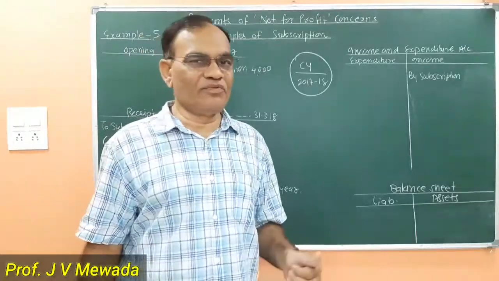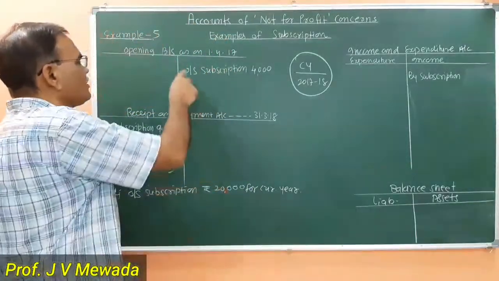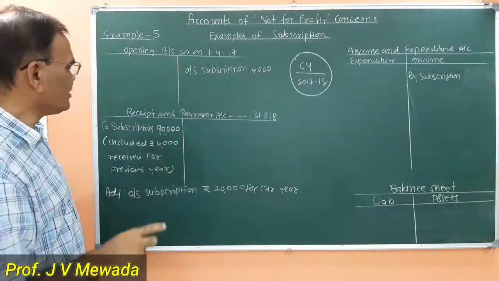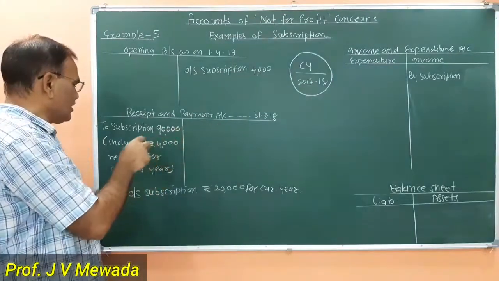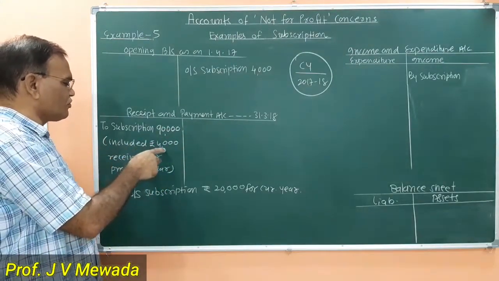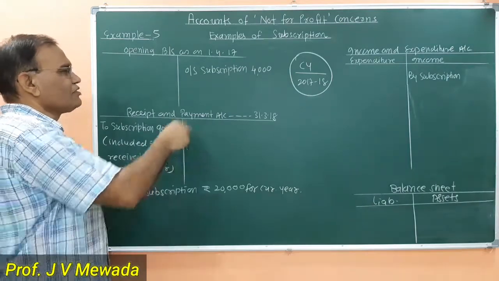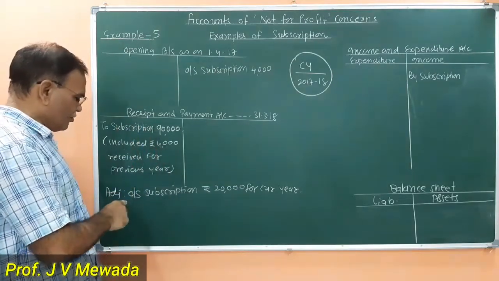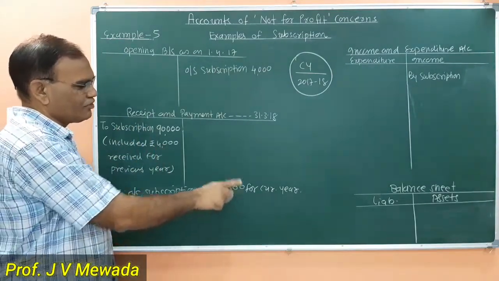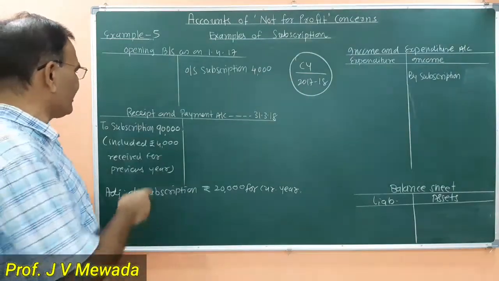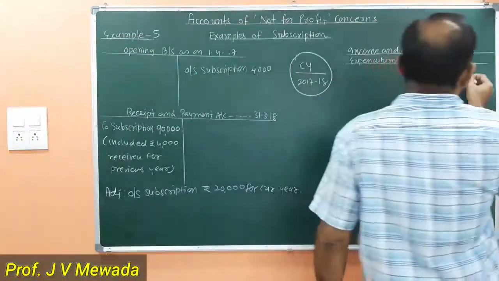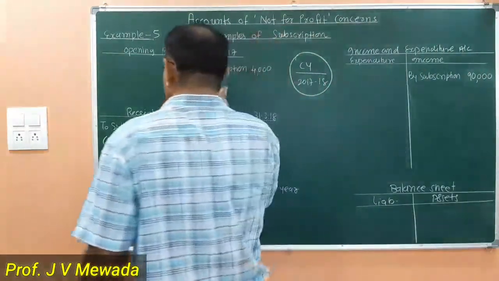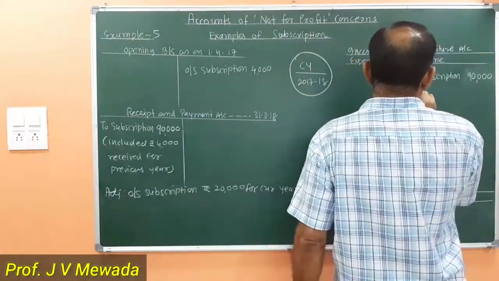Now we will see example number 5. In our example, we are given the opening balance sheet. In that opening, outstanding subscription is given 4,000. In receipt and payment account, we are given 90,000, and we are given this instruction that included rupees 4,000. रिसीव फॉर प्रीवियस ईयर. सो लास्ट ईयर का जो भी बाकी था वो इस साल मिला हुआ है और 90,000 में इंक्लूडेड है. और हमको एक एडजस्टमेंट दिया, आउटस्टैंडिंग सब्सक्रिप्शन 20,000 फॉर करंट ईयर. तो सबसे पहले हम क्या करेंगे? सब्सक्रिप्शन 90,000 लिखेंगे. तो सब्सक्रिप्शन हमने लिखा 90,000, और फिर इसमें लिखा है कि ये 4,000 इसमें लास्ट ईयर का इंक्लूडेड है. तो हम करेंगे माइनस.